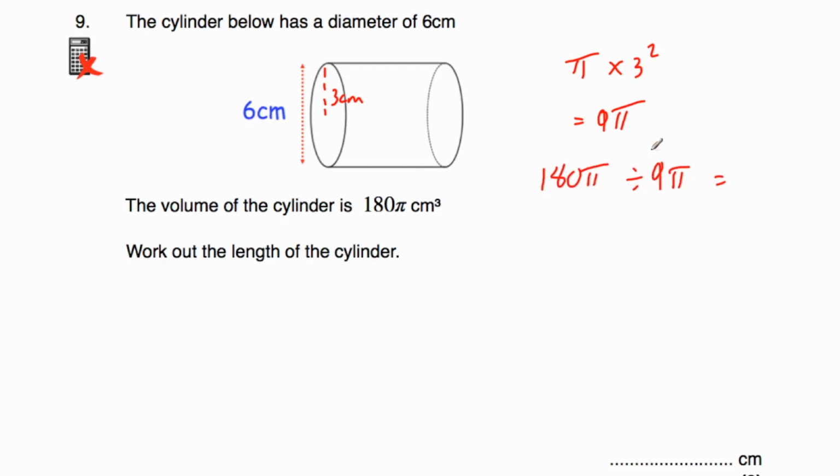So 180 pi divided by 9 pi, well, what do we times 9 pi by to get 180 pi? Well, that would be 20. So that means the answer would be 20, or 20 centimetres. So that means the length of the cylinder is 20 centimetres.